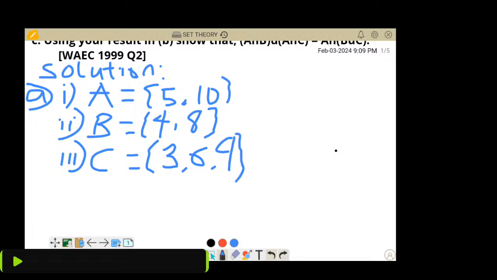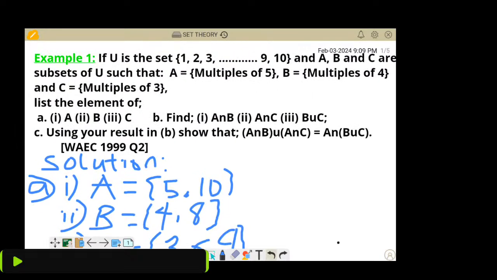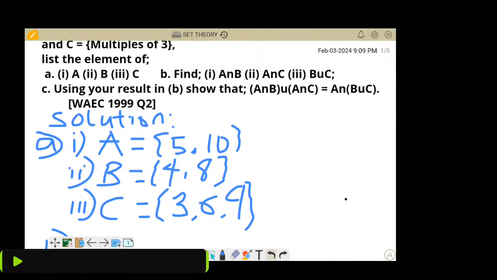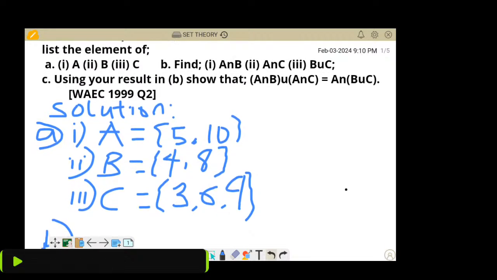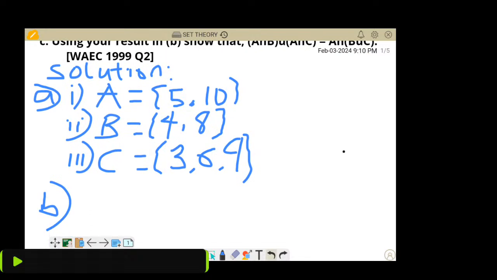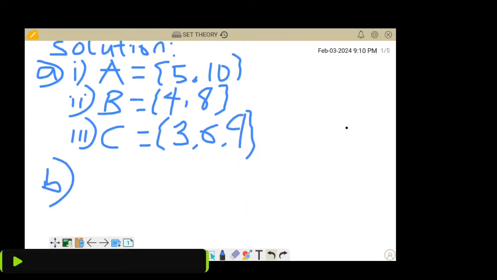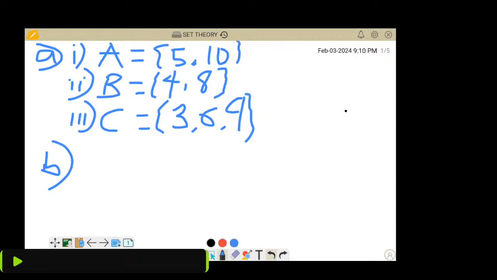Okay, let's see the B part of our question. In the B part of our question, we have to find A intersection B. Roman figure 2 there says A intersection C, and Roman figure 3 says B union C. Okay, now let's start with the first one, A intersection B.